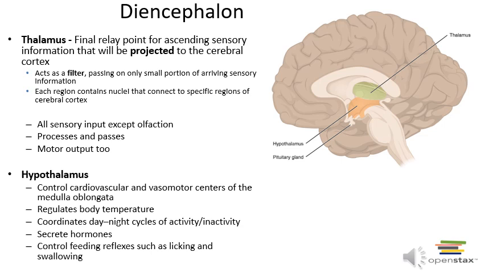I see the hypothalamus is going to be involved in controlling cardiovascular and vasomotor centers of the medulla oblongata. It's going to regulate body temperature. It's going to coordinate night-day cycles of activity. It's going to secrete hormones. It's going to control feeding reflexes such as licking and swallowing. And all of the things I just listed are not higher order functions. These are not functions we would associate with the cerebrum. These are vital functions. These are functions that are more critical to maintaining life.